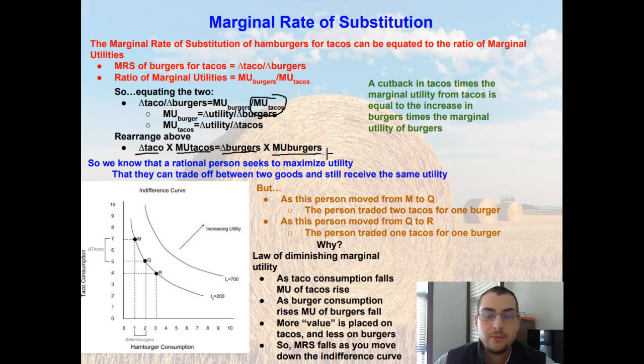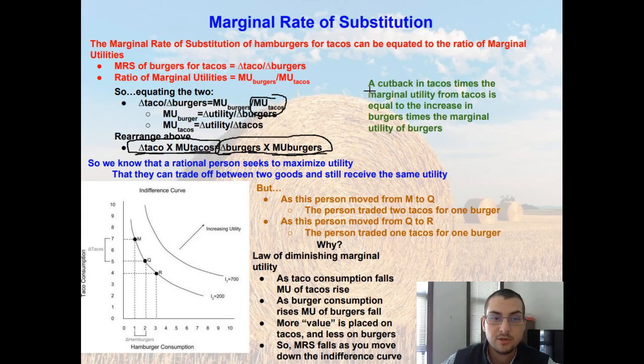So why did we do all that? What does all that mean? Well, remember that marginal utility of tacos looks at the additional satisfaction of additional tacos. So we're looking at how additional tacos, if we say we had more tacos, the more tacos we have times the satisfaction of those additional tacos would have to equal the cut back in those burgers times the lost satisfaction of those burgers, because we have to stay along that indifference curve.